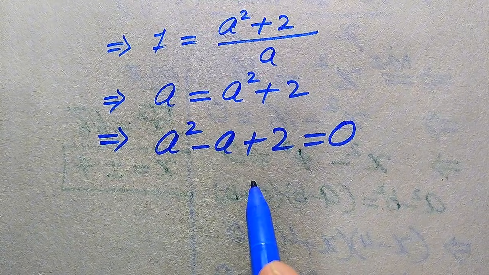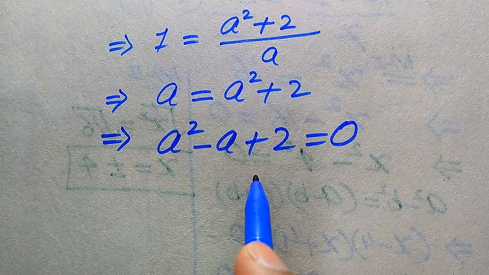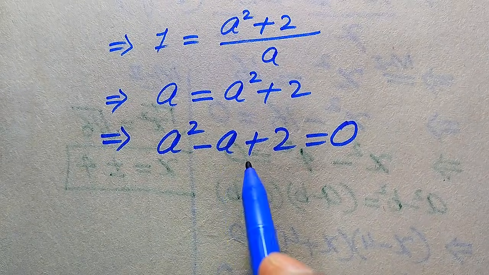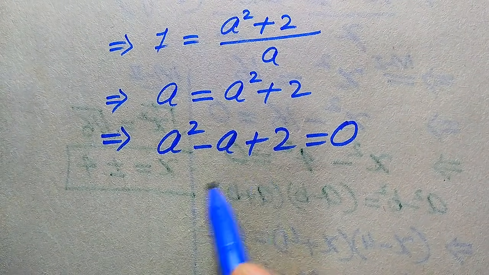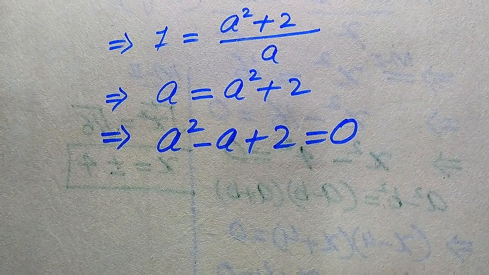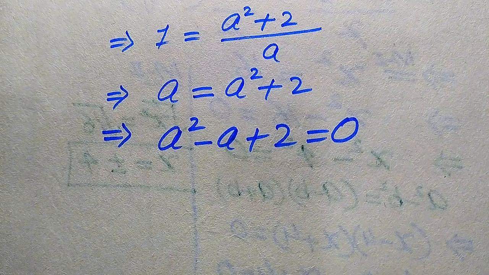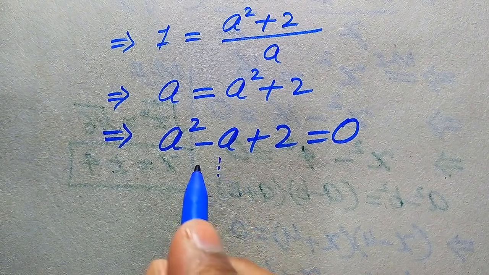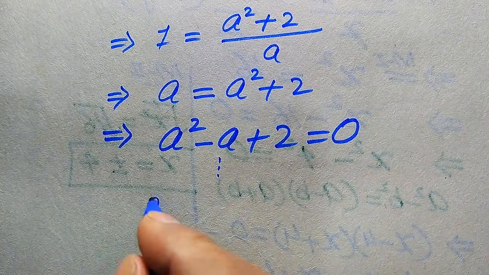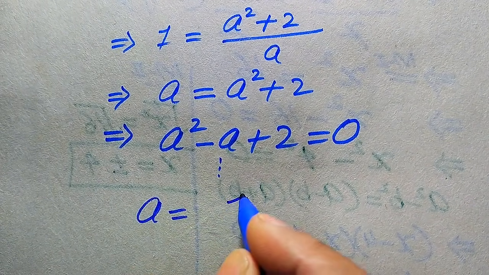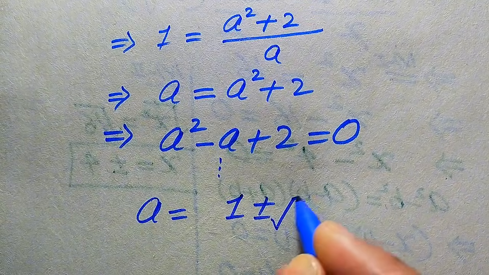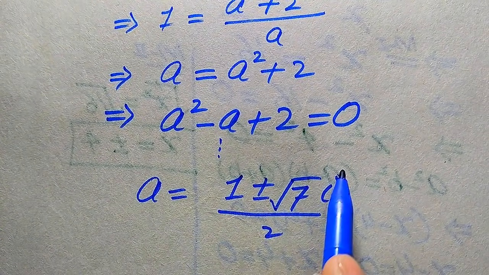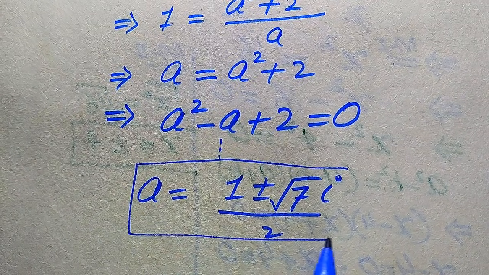So in the first method, we already solved this quadratic equation by using the quadratic formula. In order to solve this quadratic equation, you can just see method number 1. You can see all the steps which I did in method number 1. After applying the quadratic formula, we will get the values of a is equal to 1 plus minus square root of 7 iota, divided by 2. So this is our final answer to this question.